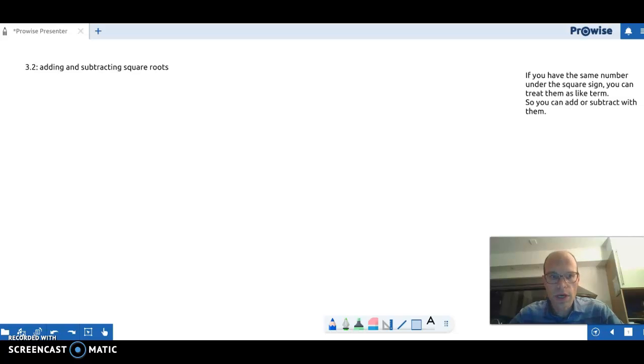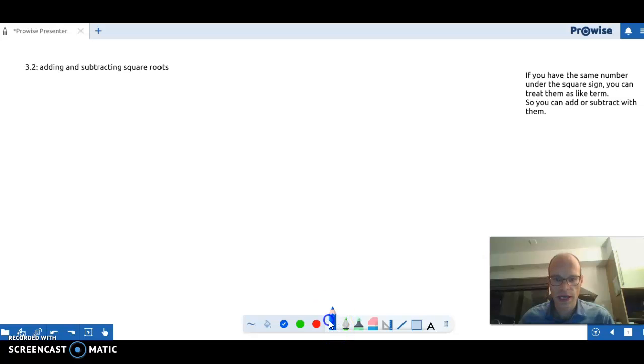Hi guys, we're going to work on adding and subtracting square roots. It's paragraph 3.2. First of all, I'm going to repeat a bit about like terms with apples and pears. After that, we're going to go to square roots and then just do question 11. First of all, we're going to do like terms.